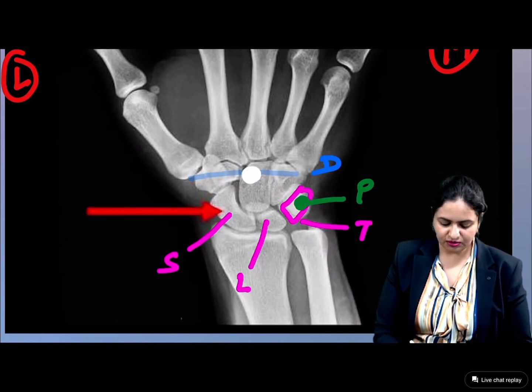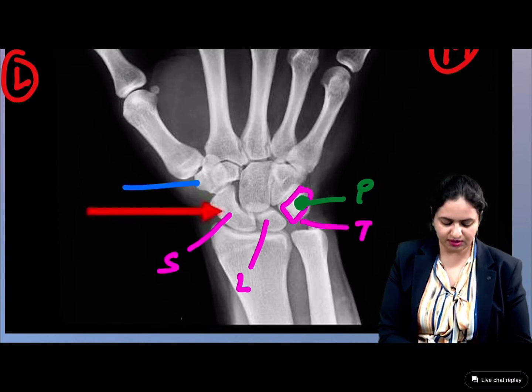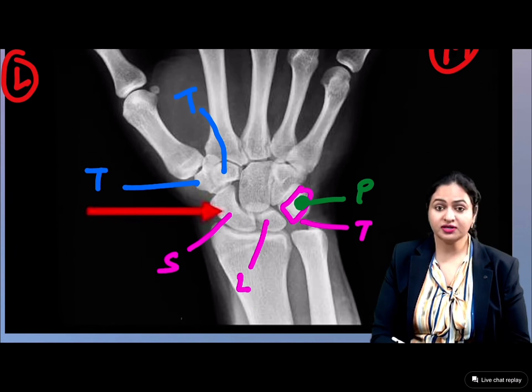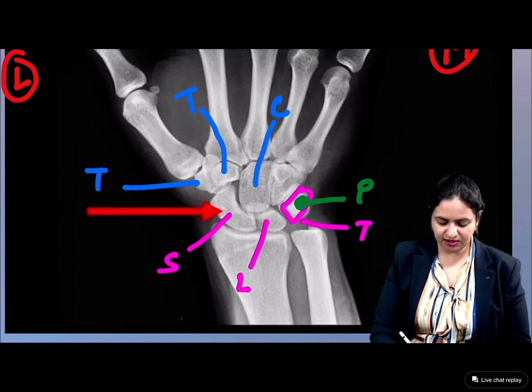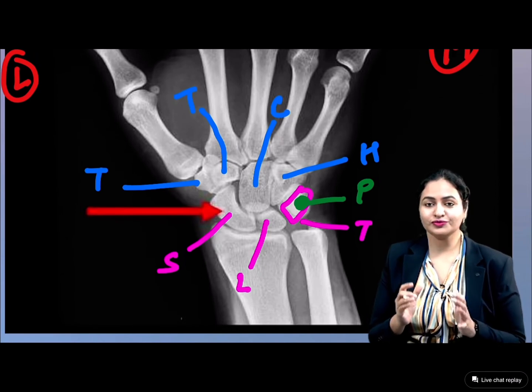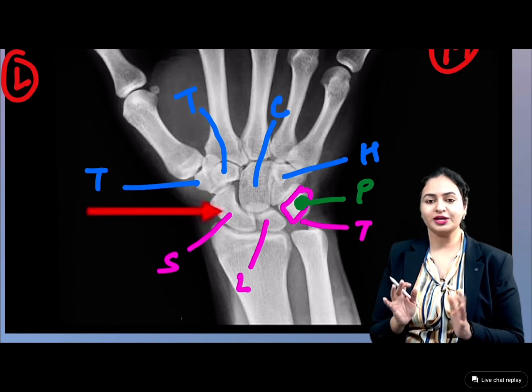So let us see the distal row. We will identify this too, going from lateral to medial. This bone is the trapezium. This one is the trapezoid. This one is the capitate and this one is the hamate. Yes, well done. So you have all identified the carpal bones in an X-ray, and if it comes in an image-based question, you will be able to identify them.